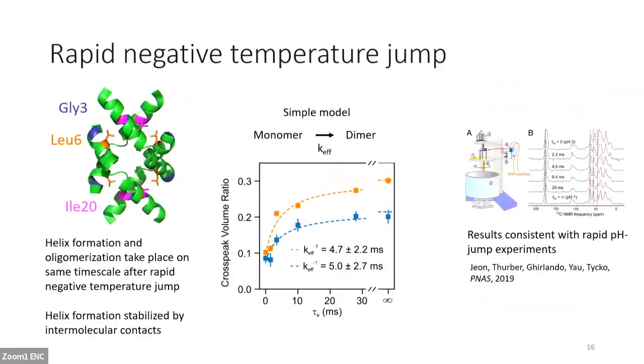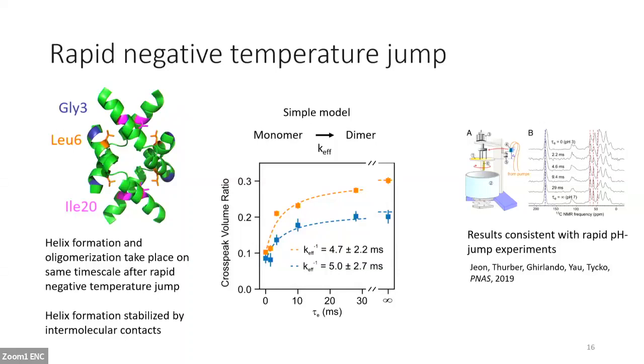And since alpha helices can form very quickly in small proteins on the millisecond or even the microsecond time scale, but this buildup is taking several milliseconds, then we can conclude that the helix formation is probably stabilized by oligomerization, by contacts between molecules in the oligomer. And we can rationalize this by looking at the crystal structure and seeing that the tetramer forms a hydrophobic core, which can help shield the helix formation and stabilize the helical conformation.